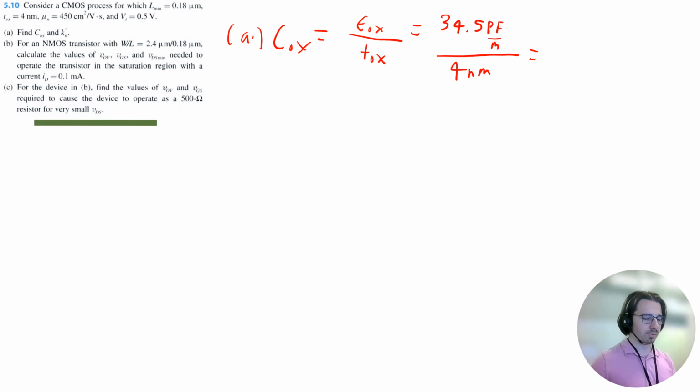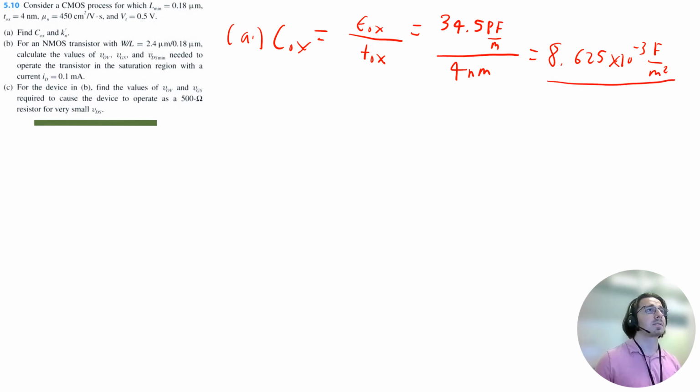Plug into my calculator. So that is 8.625 times 10 to the negative 3 farads per meter squared. You can also use the unit picofarad per micrometer squared. You'll get the same exact number. Usually picofarad per micrometer squared is more common in actual measurements.